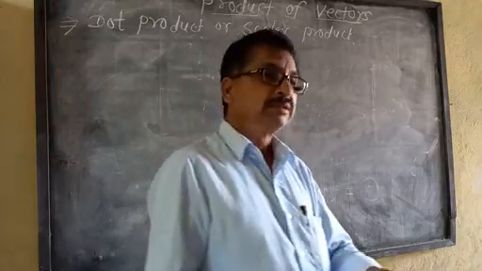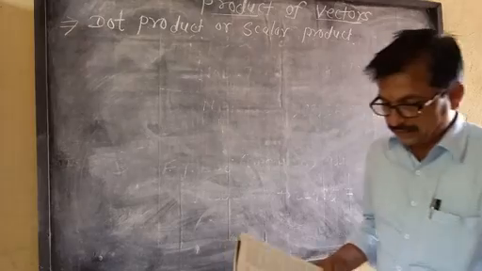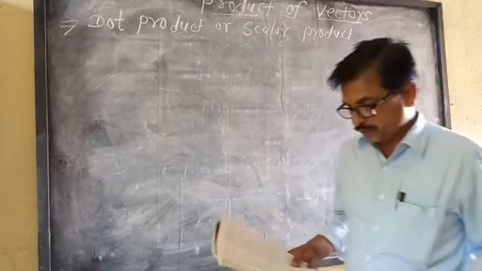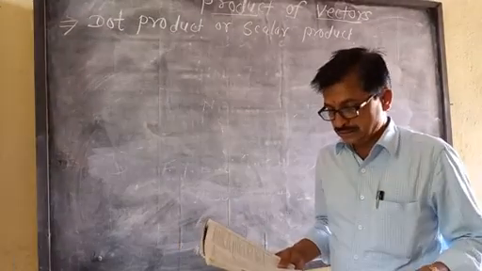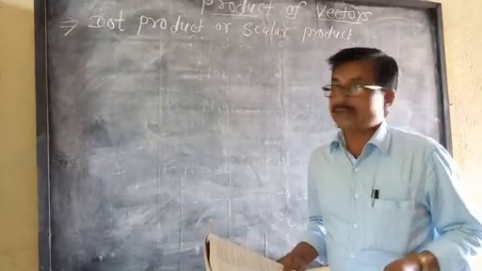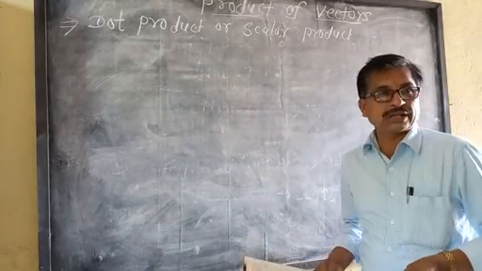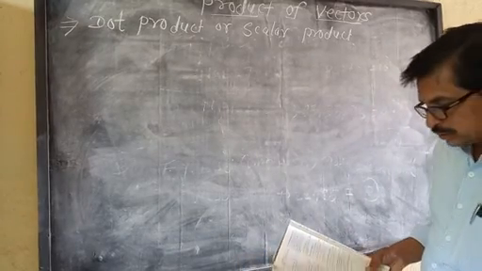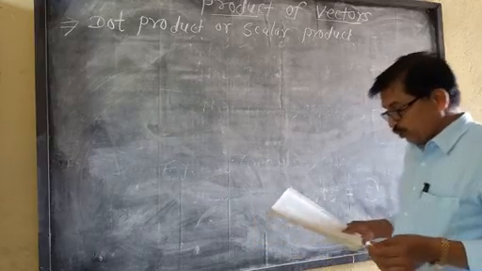Today I will start the next unit, the product of vectors. The product of vectors is defined in two different ways: first, the dot product or scalar product, and second, the vector product or cross product. Firstly, the angle between two vectors.